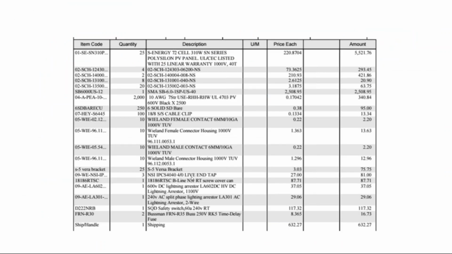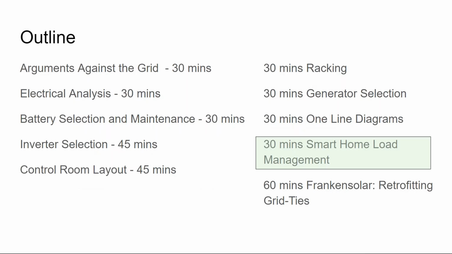This is budget items. This is actually from a couple years ago, so I wouldn't put too much stock in it.